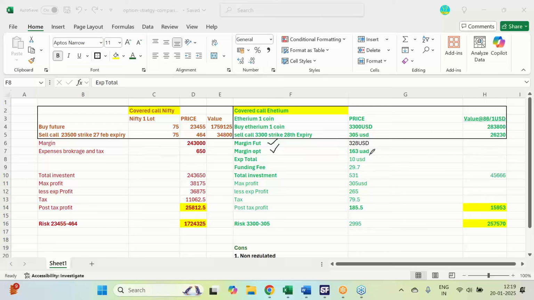So total margin required is 328 and 163 USD. Expenses 10 USD for opening and closing. There is another cost involved, that is funding cost. If I am retaining the position till 28th of February, it will be $30. So total investment in this trade will be $531, which comes to 46,000, 45,666, 46. Per dollar, I am taking 86 rupees.